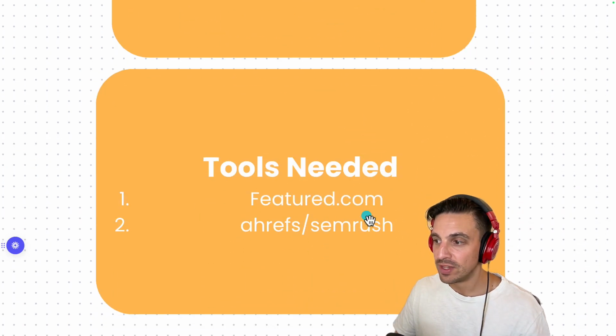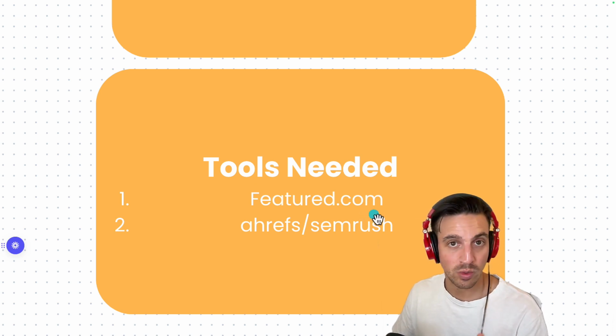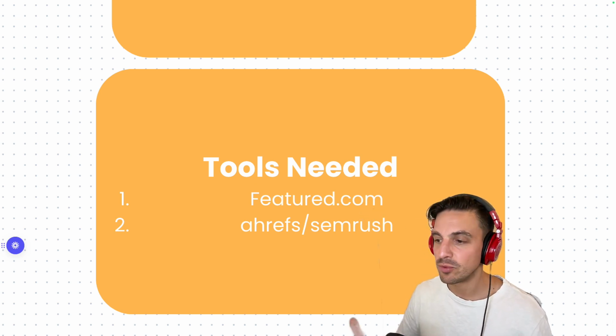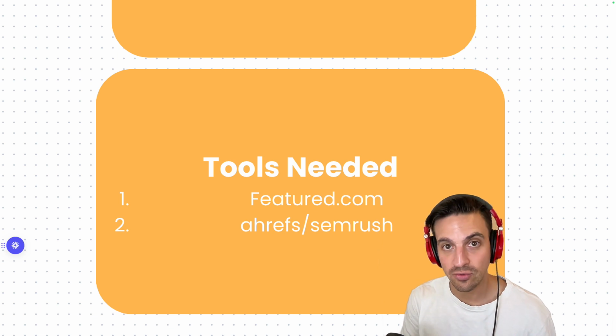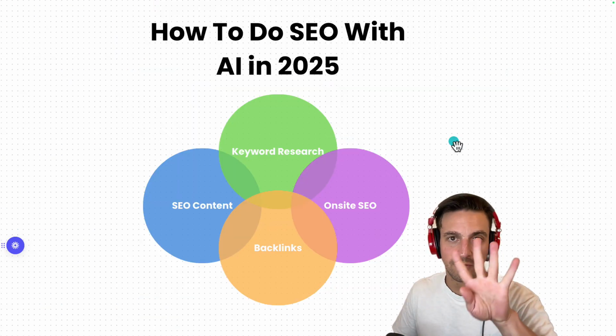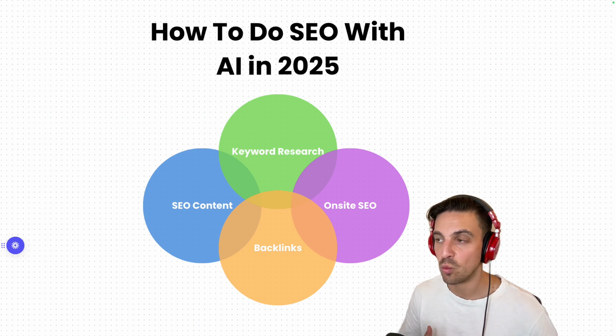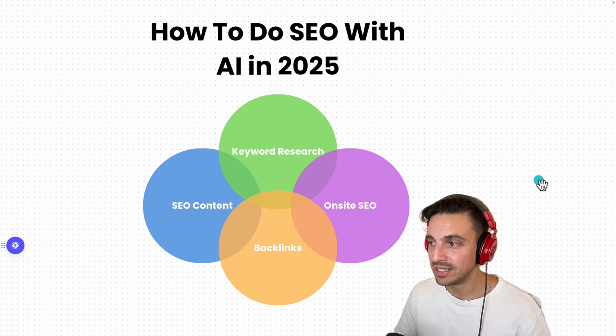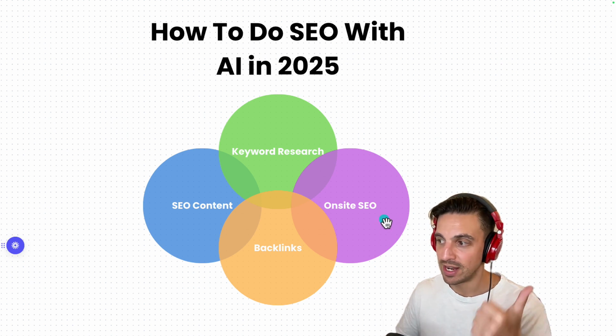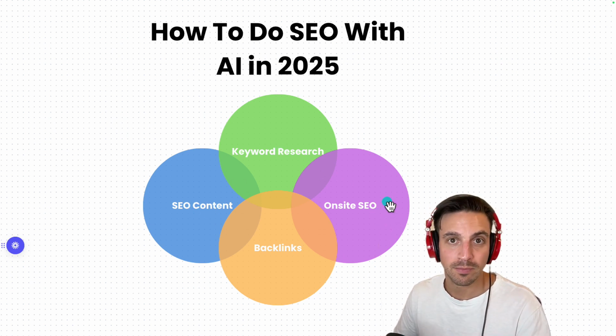The tools that we need for this are featured.com, which is the publication website. There is a free tier, which is enough for a lot of people. And then we need some sort of SEO tool, whether that's Ahrefs or SEMrush. This is the fourth and final video of a four-part series on how to do SEO with AI in 2025. You can watch the other videos in this playlist on this YouTube channel. We've done on-site SEO, keyword research, SEO content, and finally, backlinking.